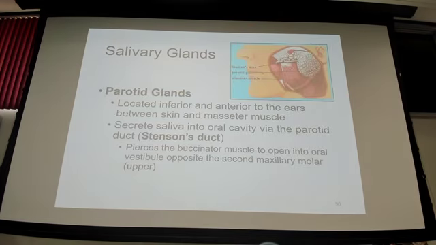So the easiest way, for me at least, to remember Stenson's versus Wharton's ducts, okay? Parotid glands, Stenson's ducts are superior, right? They're up, they're higher. Stenson's ducts are superior. And then we're going to talk about Wharton's ducts and the sublingual ducts, which are going to be inferior. But the easiest way is put the S's together, right? And so we have our parotid glands. You guys know where your parotid glands are.